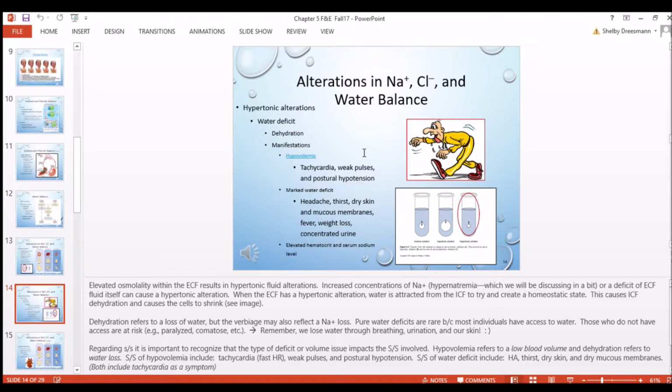Dehydration refers to loss of water, and may also reflect sodium loss. Pure water deficits are rare because usually people have the ability to access water. We lose a lot of water breathing, urinating, and sweating through our skin. Recognize that this type of deficit or volume issue impacts many signs and symptoms. Low blood volume, and dehydration refers to water loss. Signs include tachycardia, fast heart rate, weak pulses, and postural hypotension. It can include thirst, dry skin, and dry mucous membranes.